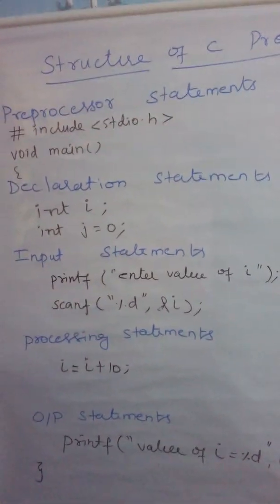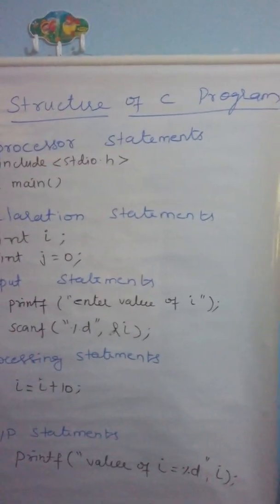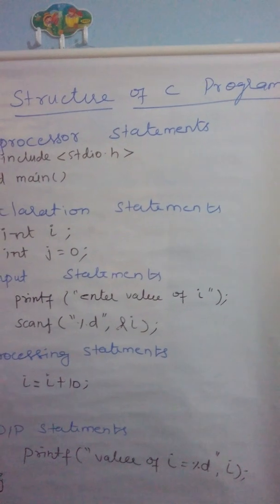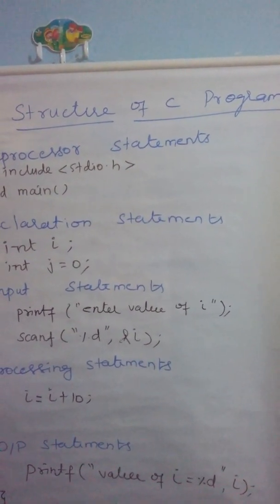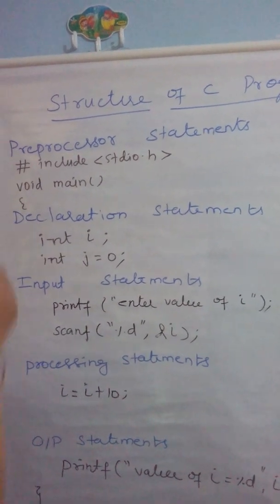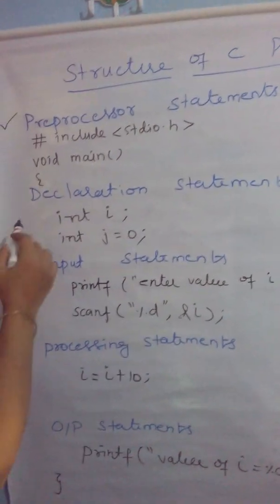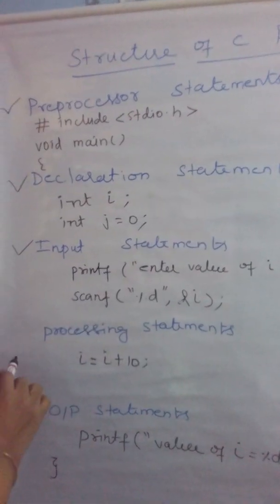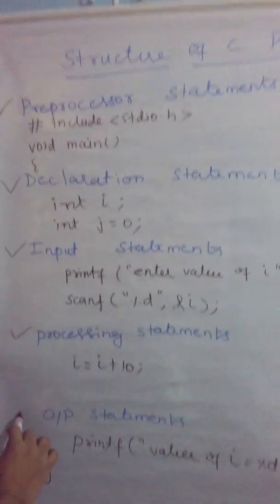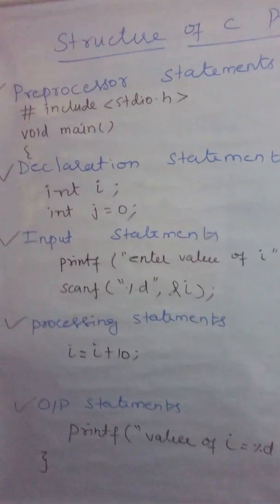In this video we are going to discuss the structure of a C program. In this structure, first comes your preprocessor statement, then comes your declaration statement, followed by input statement, processing statement and output statement.